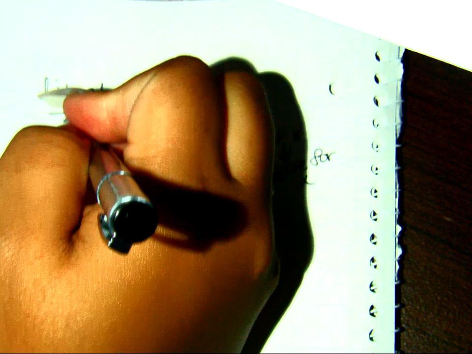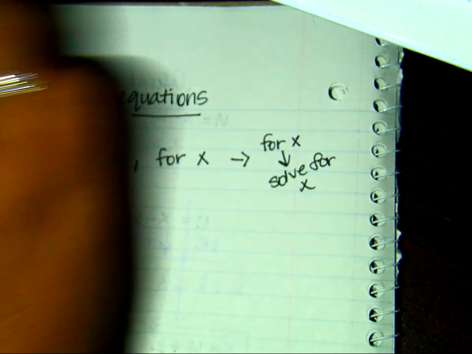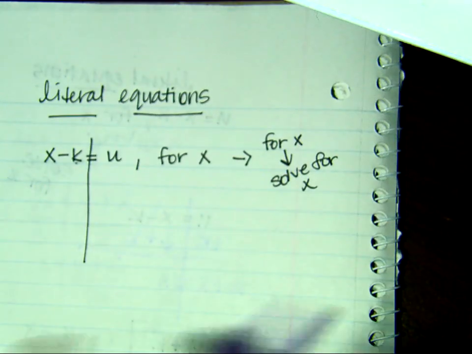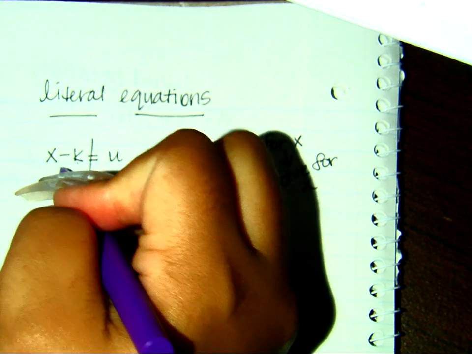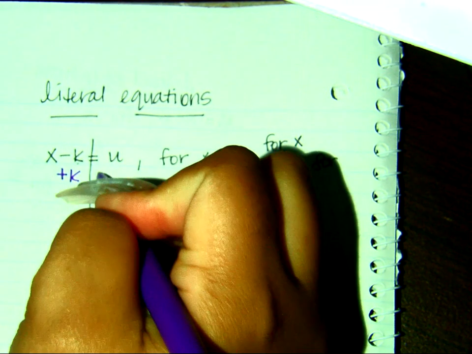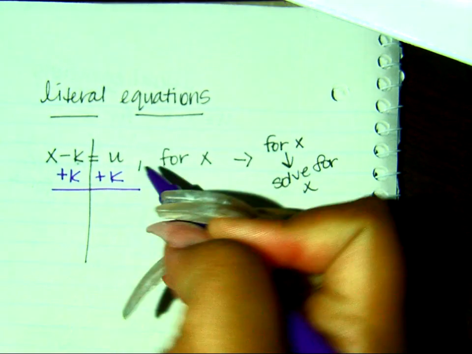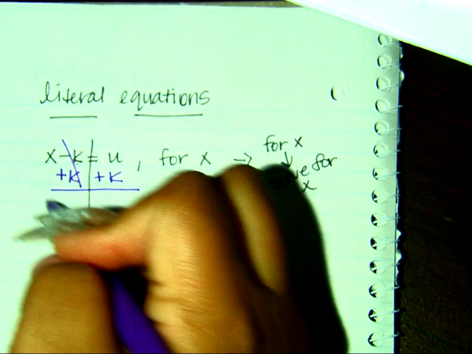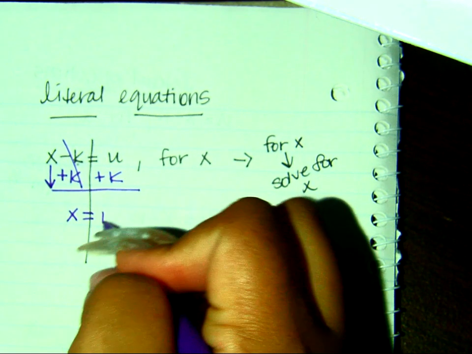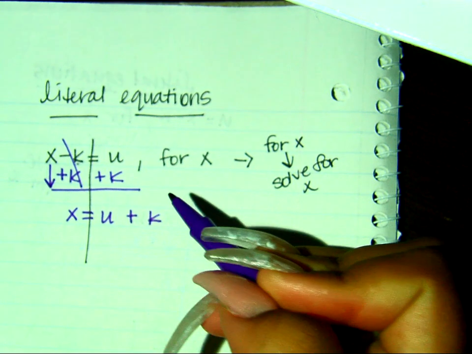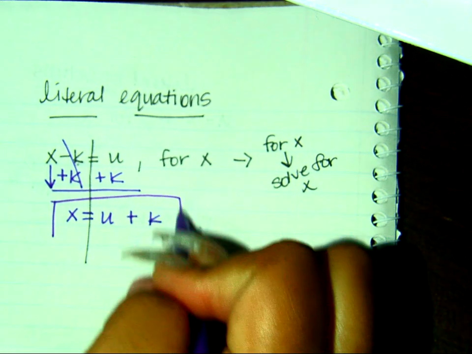So we're going to draw our river. And per usual, we are going to move what is next to the variable that we want to solve for, which is x. And we're going to do the inverse operation. So x minus k equals u, so I want to move k, and k is negative, so I am going to add k to both sides. That cancels out, and I bring down my x equal, and then I have u plus k. And this would be my final answer.